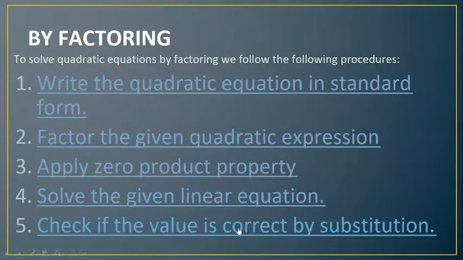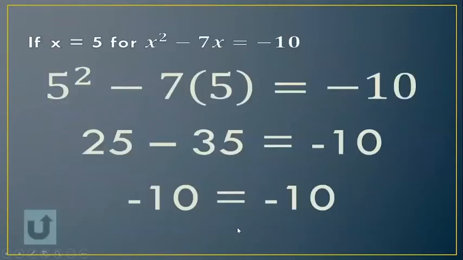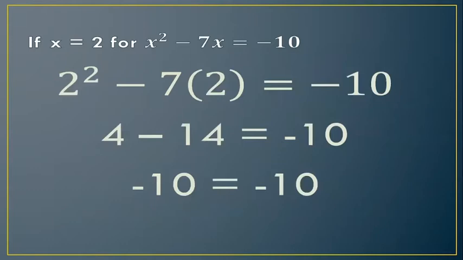Once you're done with that, you have to check if the values are correct by substitution. Your given equation is x squared minus 7x equals negative 10. Substituting the first solution, which is 5, we get negative 10 equals negative 10. So the first solution is correct. If we substitute 2, we have 2 squared minus 7 times 2 equals negative 10. So negative 10 is also equal to negative 10. Our solutions 5 and 2 are correct.